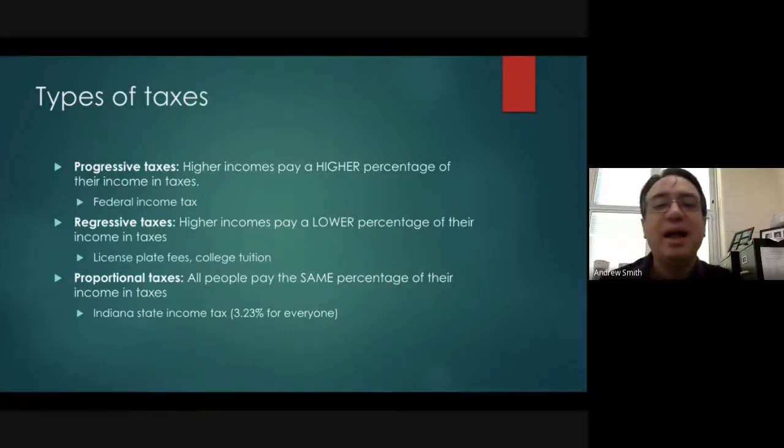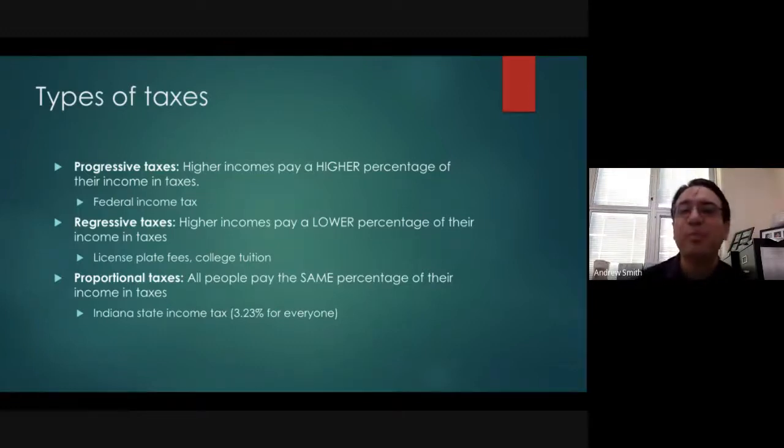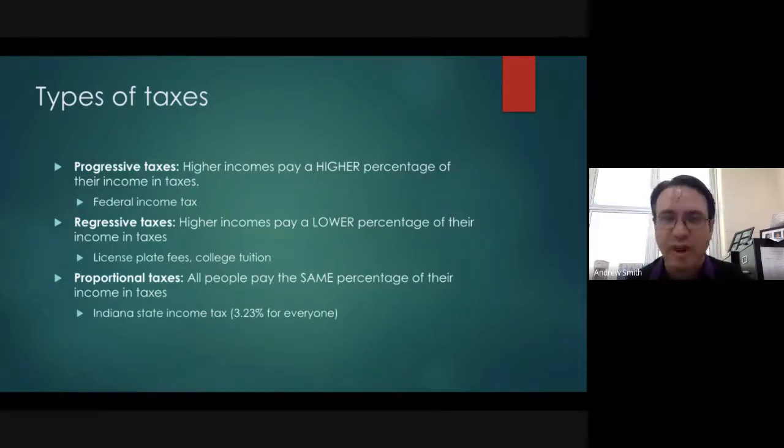So there's three types of taxes. And again, this is very important. This will be all over the test, okay? There's a progressive tax, a regressive tax, and a proportional tax, okay? On a progressive tax, those with higher incomes pay a higher percentage of their income in taxes. So, in other words, the more money you make, the higher percentage you pay.